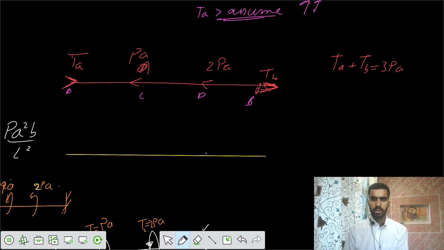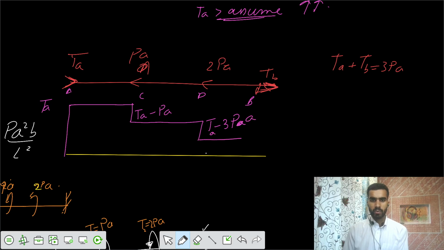Let's say there is some bigger value of TA, and then there is a decrease of TA by the amount of PA. I would write the net value comes out to be TA minus PA. After that, it would decrease once more, so the final value would be TA minus 3PA. And there would be a net value, here we have, finally, TB.